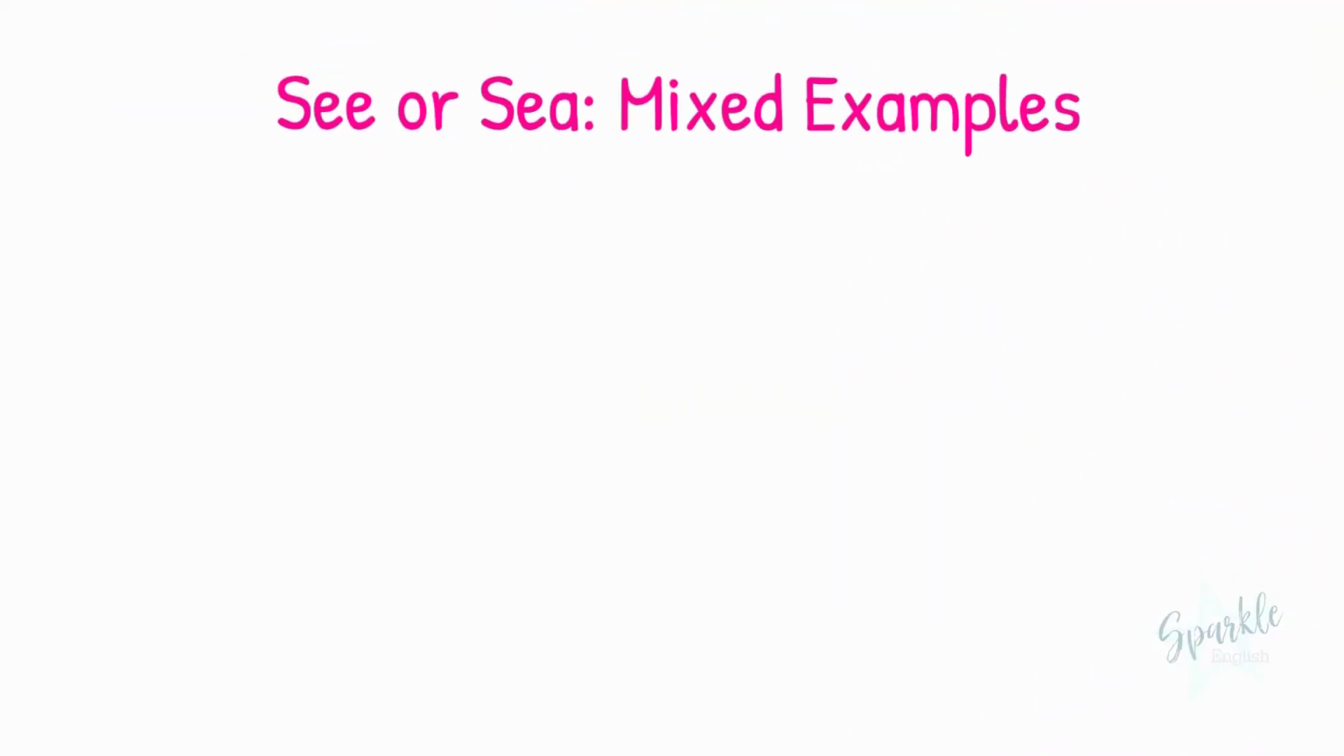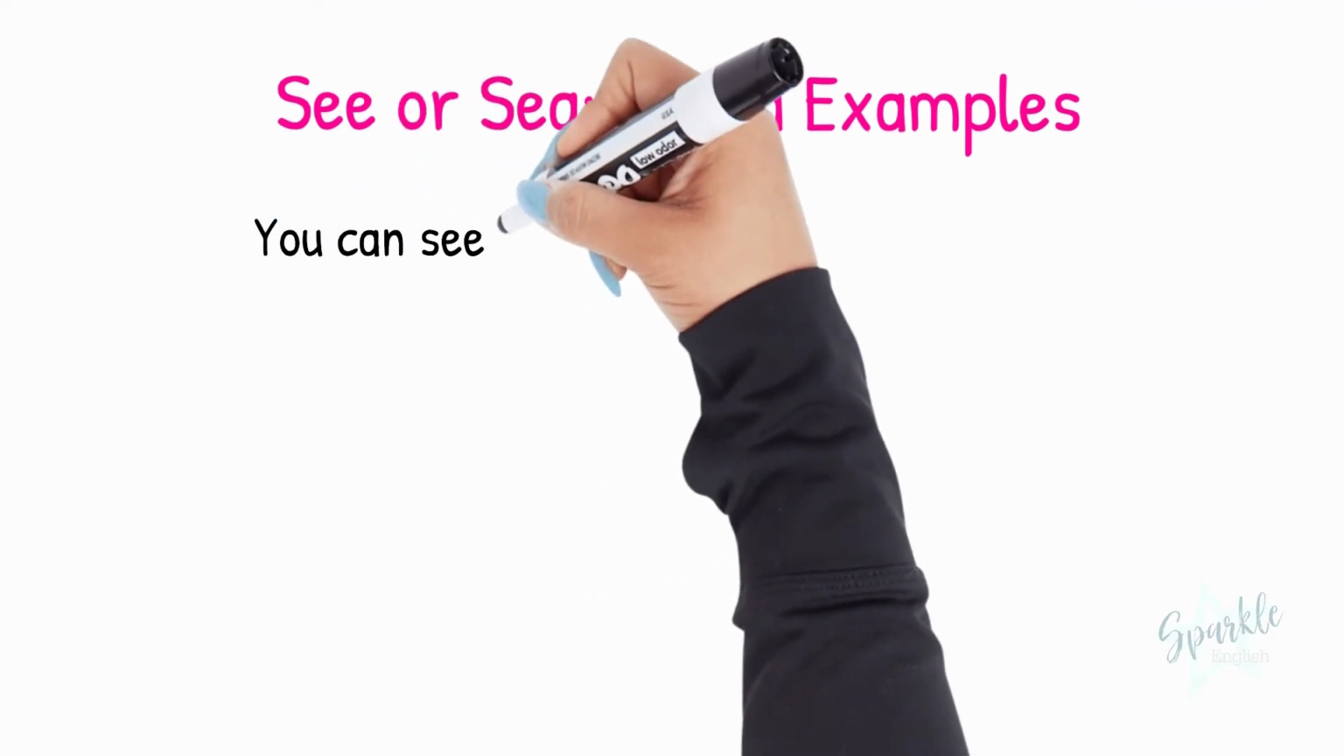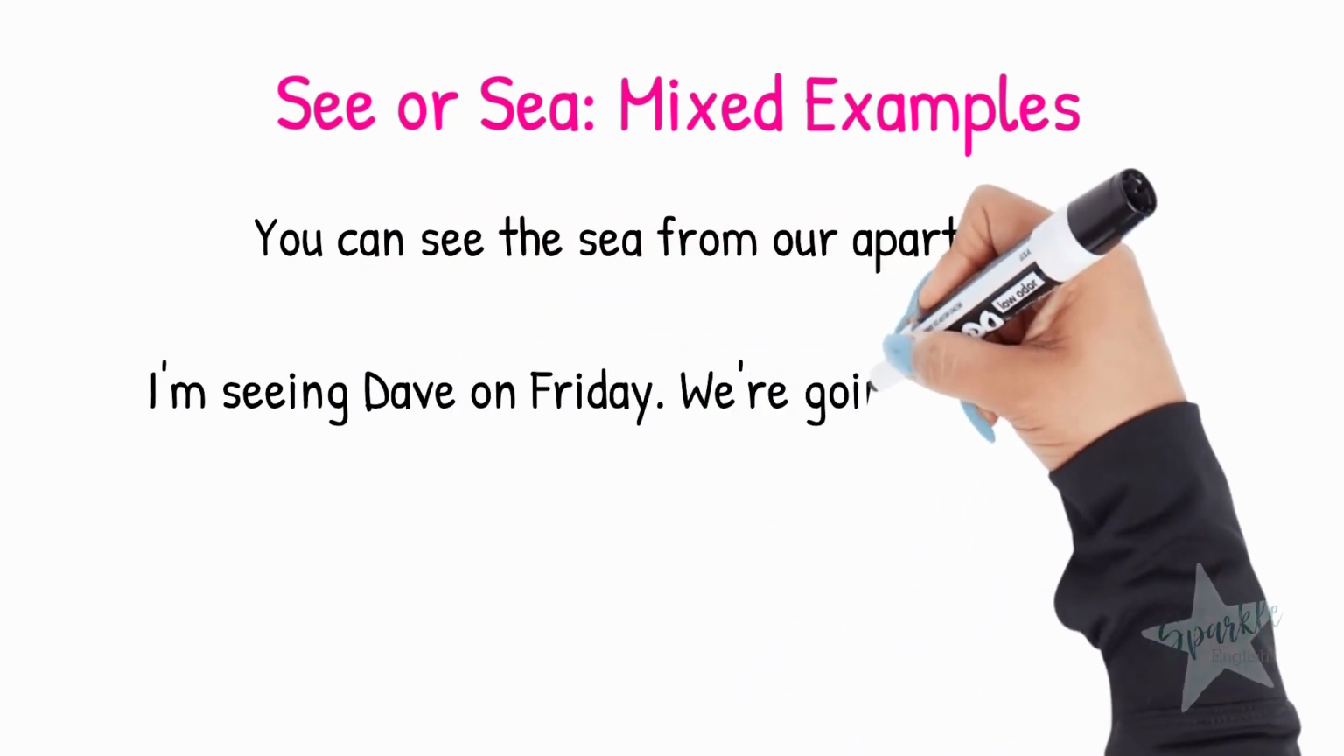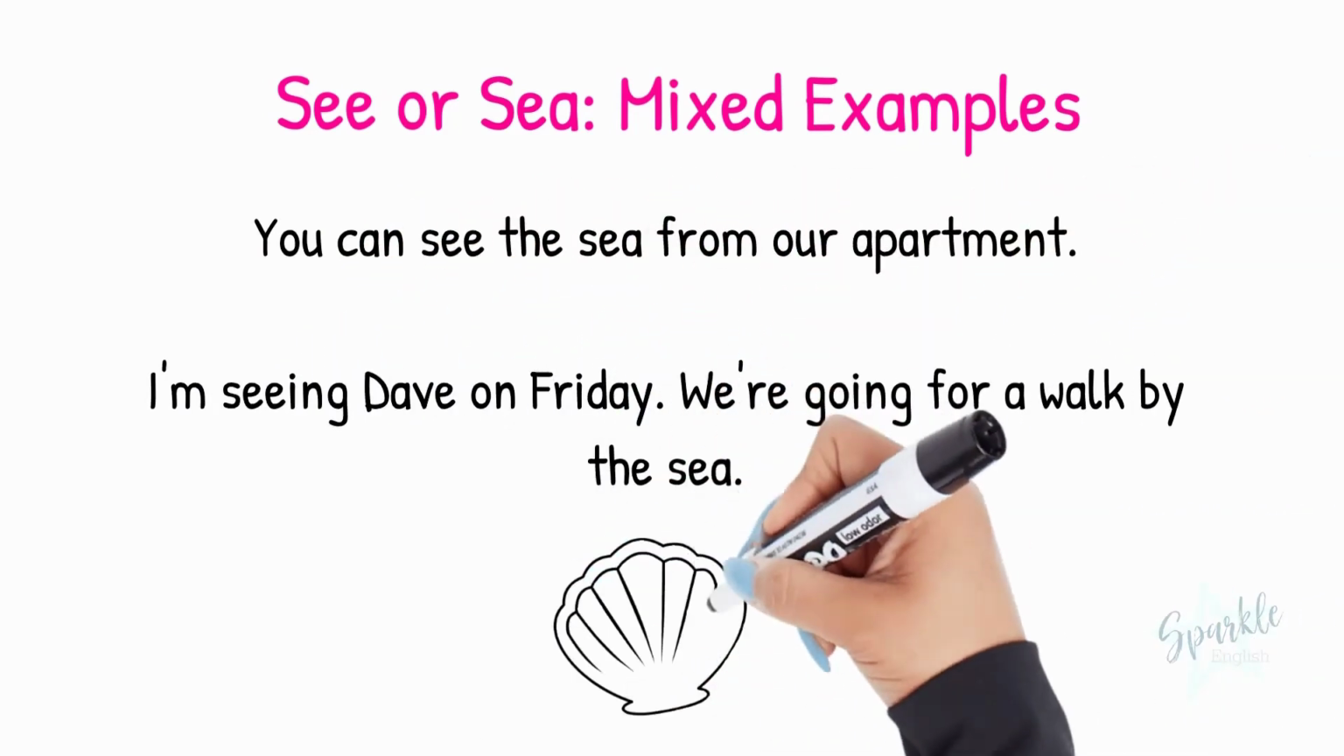Now let's look at some mixed examples using both see and sea. You can see the sea from our apartment. I'm seeing Dave on Friday. We're going for a walk by the sea.